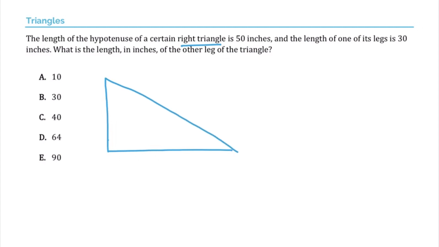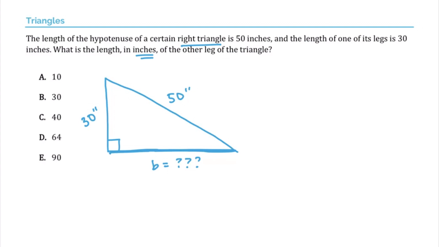It doesn't have to be perfect. There's my right angle, my 90-degree angle. They tell us the hypotenuse is 50 inches. The length of one of its legs is 30 inches, so I'm going to put 30 inches for one of the legs. What is the length in inches of the other leg? Notice that the unit stayed the same. So if this one's b, I don't know how long this other leg b is.